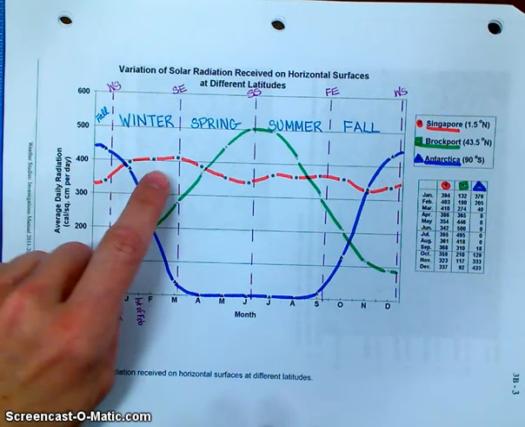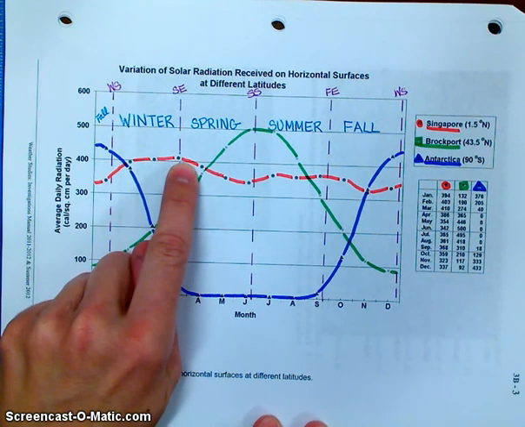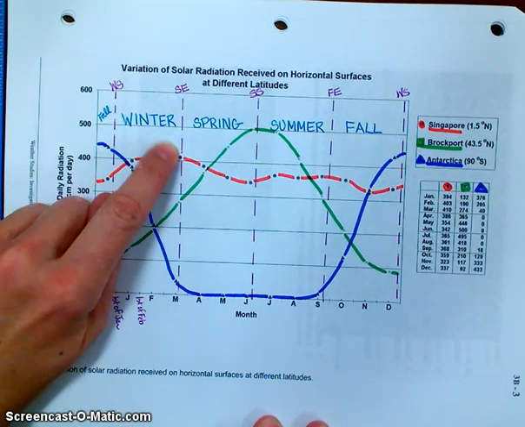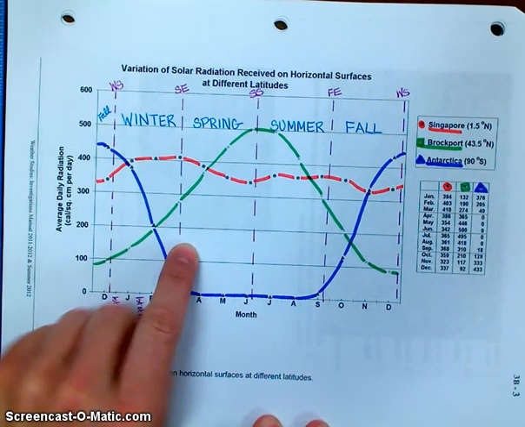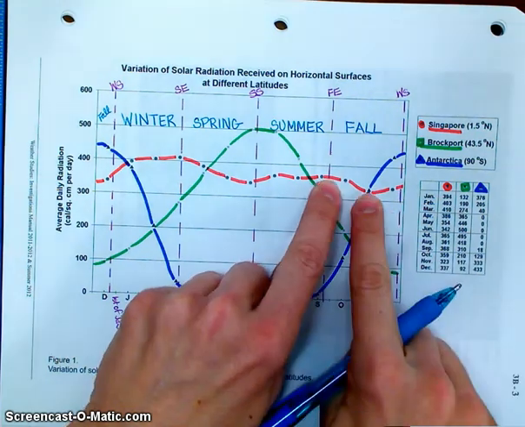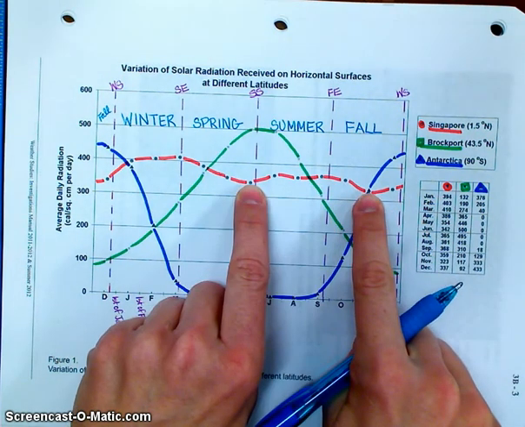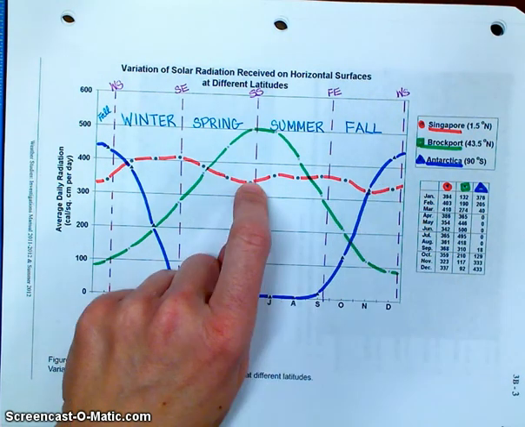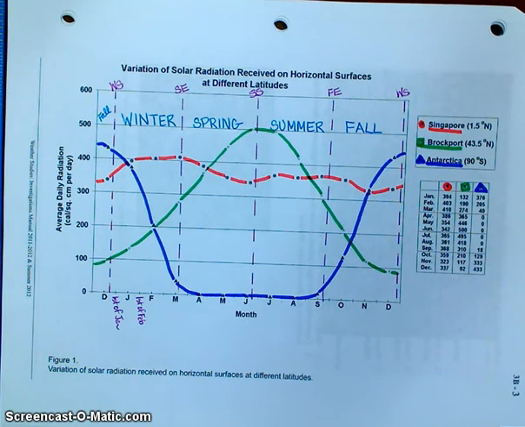This obviously is a better example, but you have a maximum right here near the spring equinox. At the fall equinox, it's a little bit bigger than either the summer or the winter solstice. So you're going to have the 2 maximums occurring at the equinoxes for Singapore. So that's number 8.